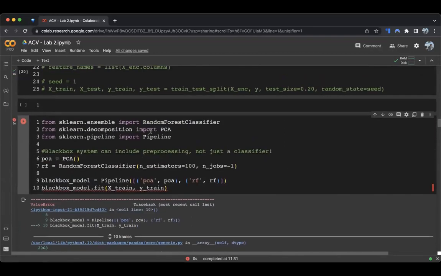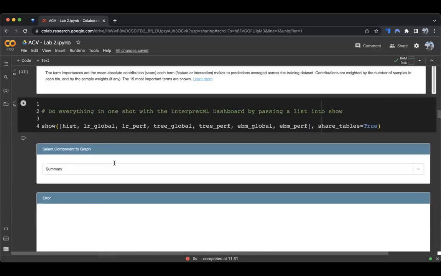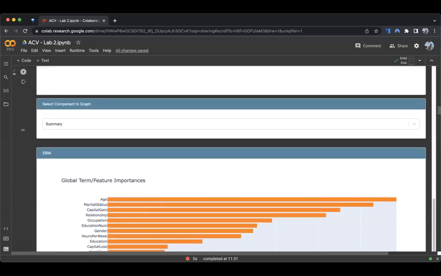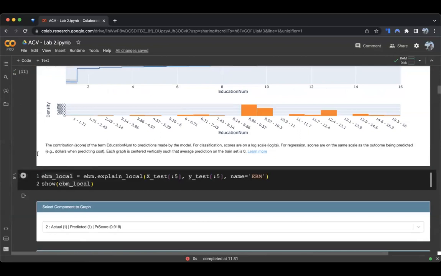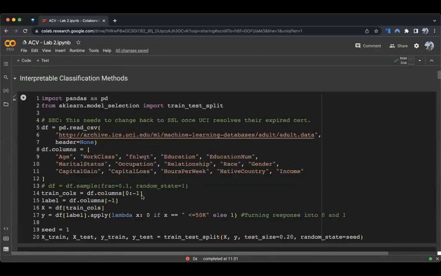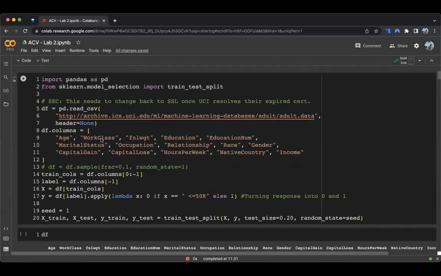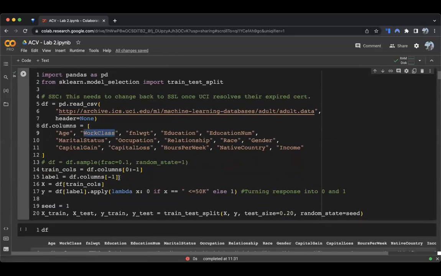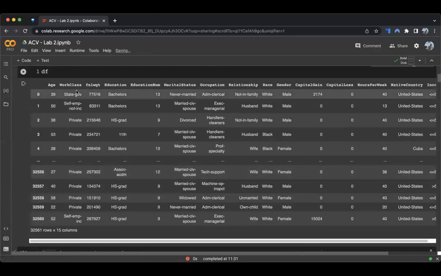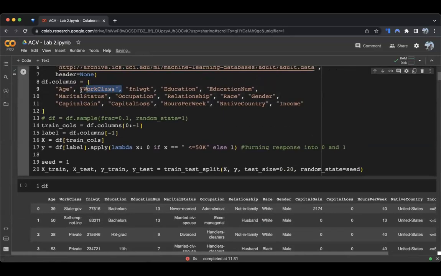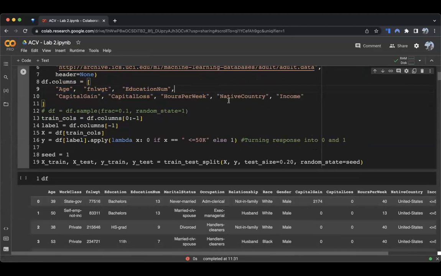Oh, yeah. We're using a random forest classifier, and we're using PCA also. What we had: work class was categorical, let's remove it. We have education, which is also categorical, let's remove it. Education number is good. Marital status, occupation, relationship, race, gender, we also remove them.